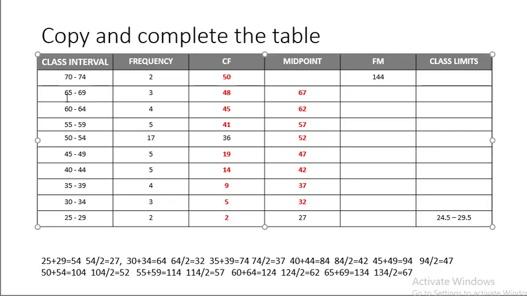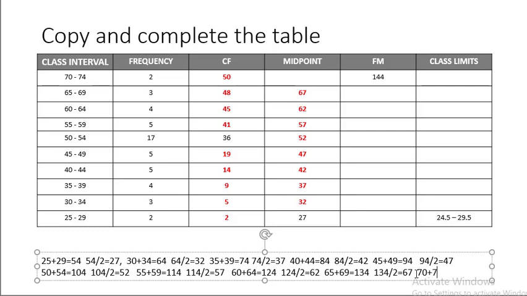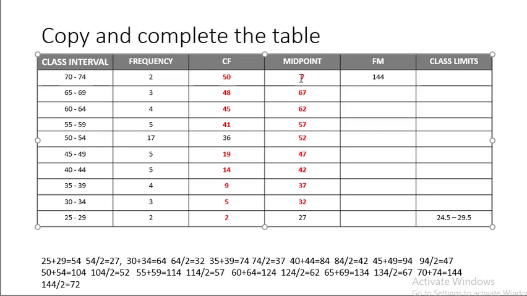67. And the last one, 70 to 74. So you have 70 plus 74. 70 plus 74 is equals to 144. So therefore 144 divided by 2 is equals to 72. So our answer here will be what? 72. So we have solved out the midpoint. This is how we get the midpoint.